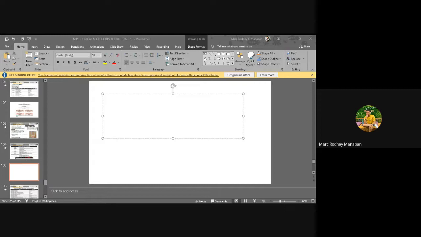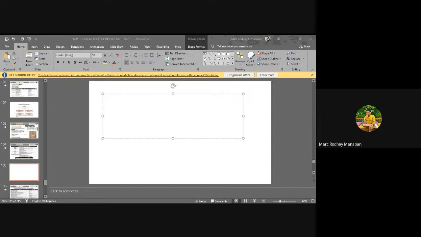So what is the final answer? Is your rifampin a first-line or second-line agent against tuberculosis? It is a first-line agent.